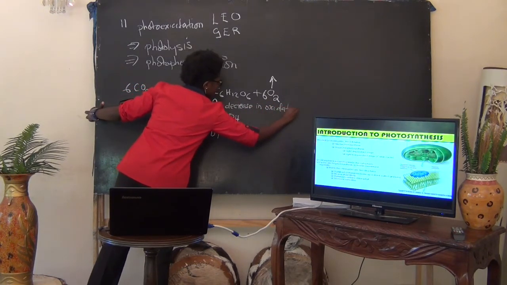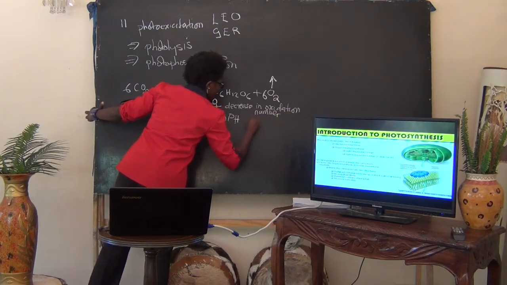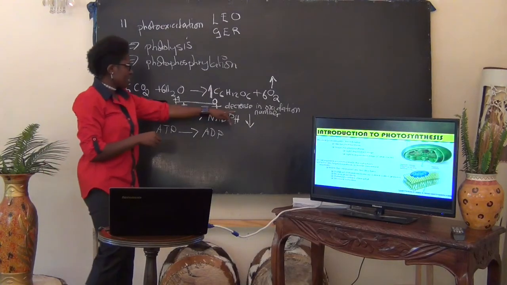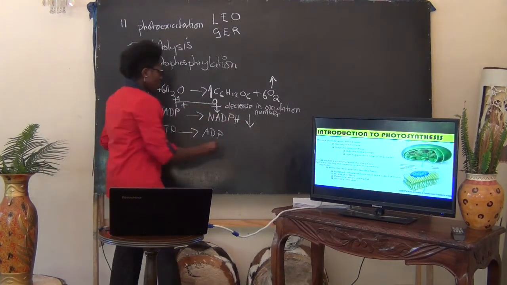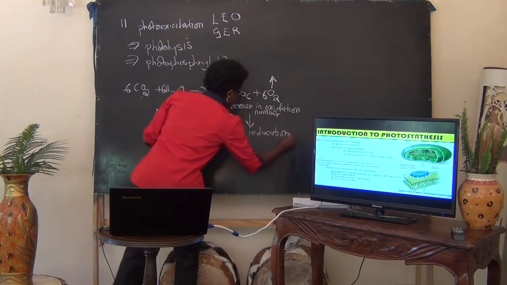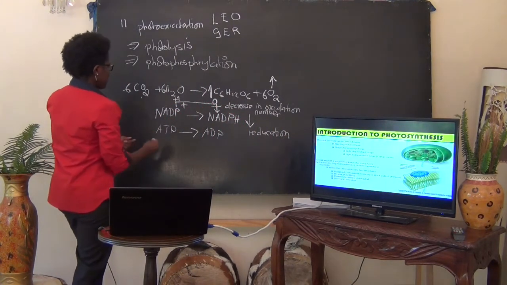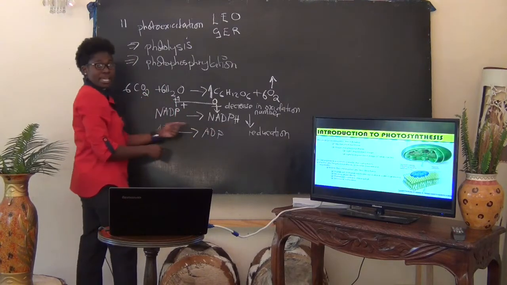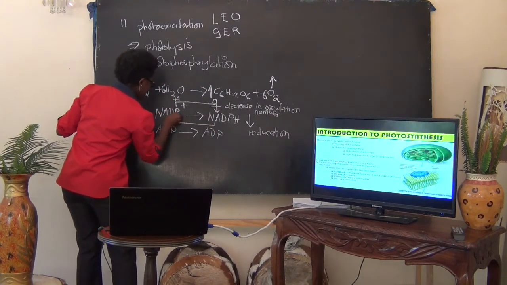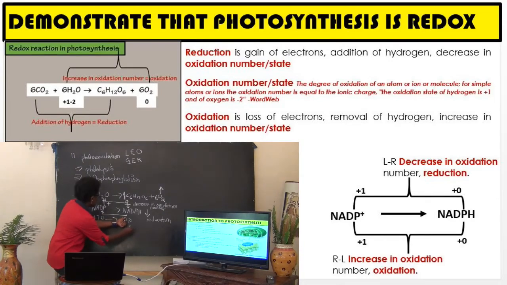A decrease in oxidation number. So according to redox reaction, if a molecule has decreased in terms of its oxidation number, we call it reduction. We can also look at the molecule vice versa, like coming from the NADPH molecule, going back to the NADP molecule. And you realize that you are starting from 0.